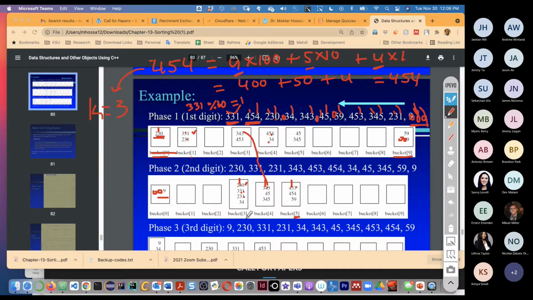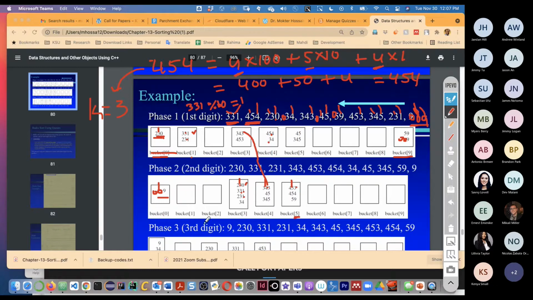So now we got this one. This is not sorted yet, but it is sorted with respect to the second digit, the tens digit. You see 09, 30, 31, 31, 34. Forget about the leftmost digit. So you can say 09, 30, 30, 31, 31, 34, 43, 45, 45, 53, 54, 59.